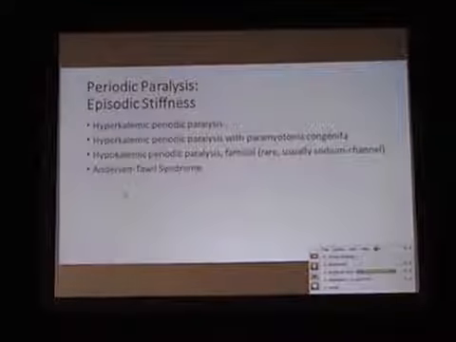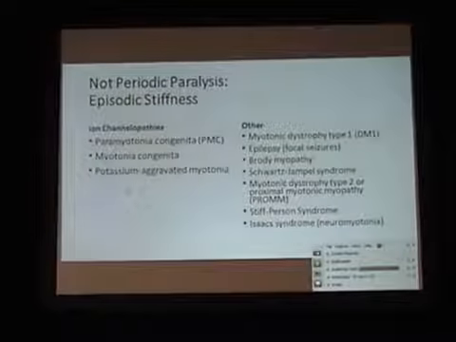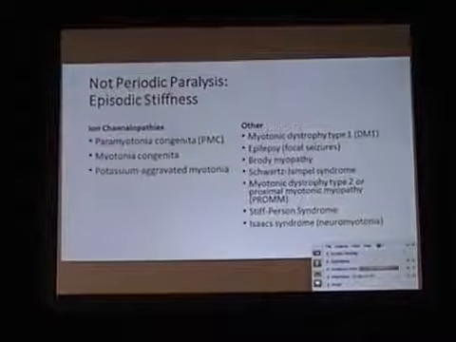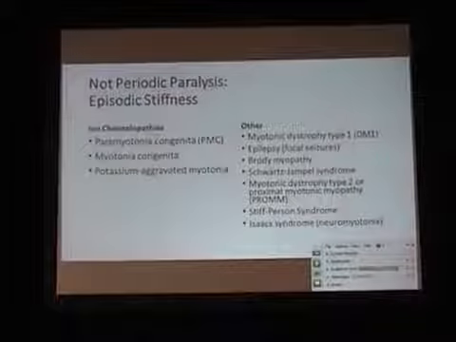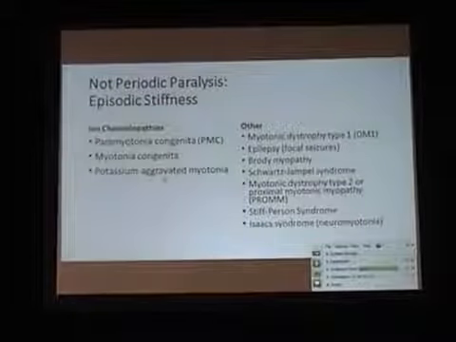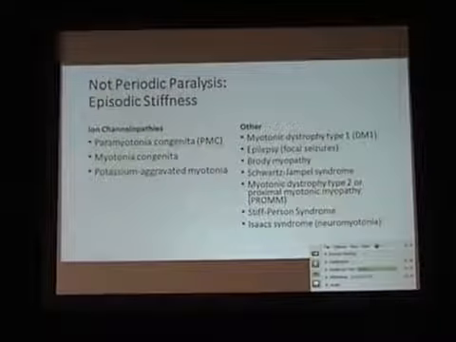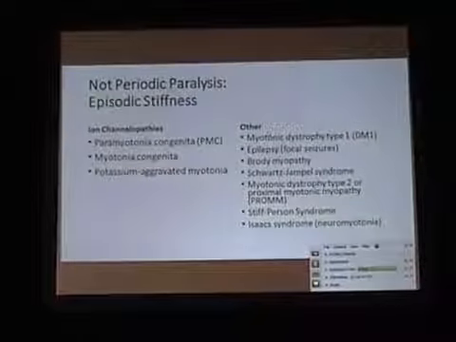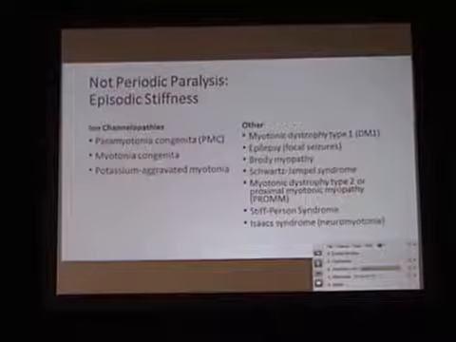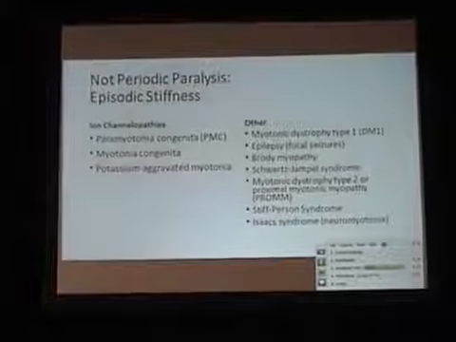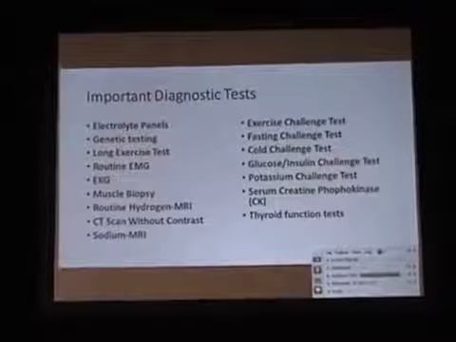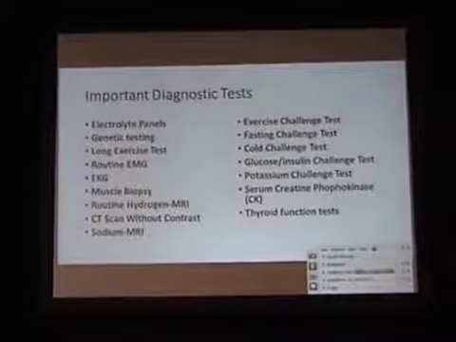And the Andersen-Tawil can have episodic stiffness. Now, if you don't have periodic paralysis, but you have episodic stiffness, there are other ion channelopathies related to periodic paralysis that can do it. And then there are other neurologic disorders that have nothing to do with periodic paralysis, but again, episodic stiffness. So there are some important diagnostic tests.